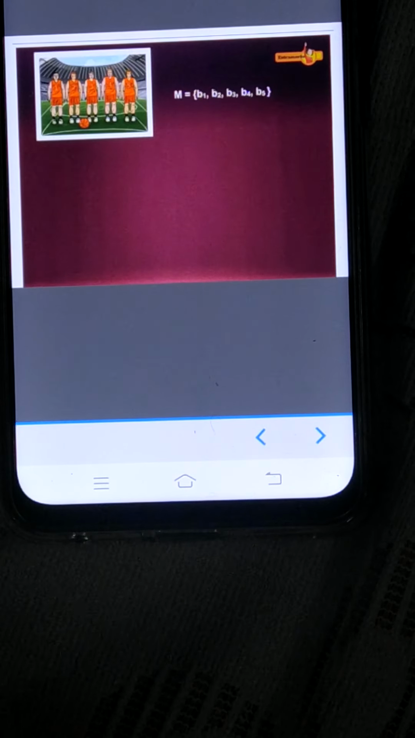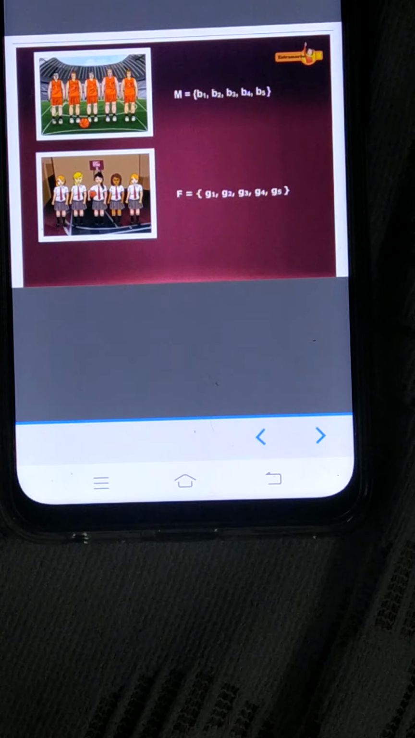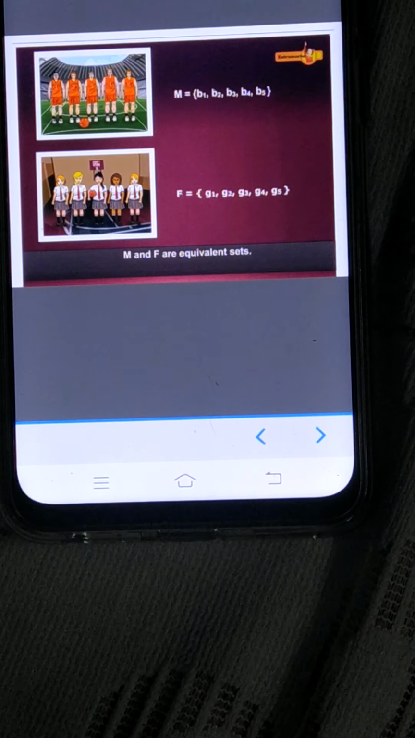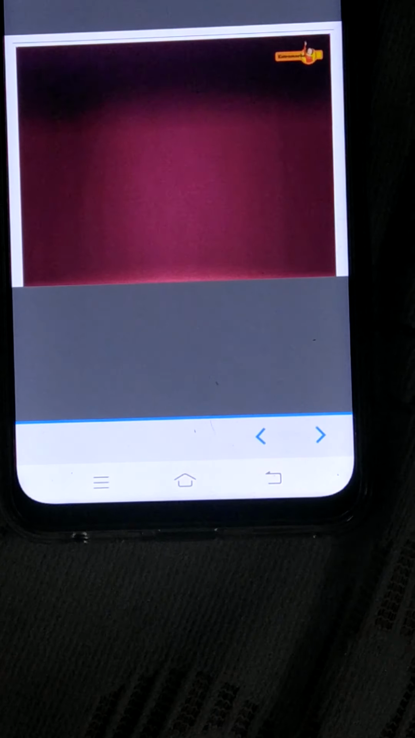Here, M is the set which includes male players and F is the set of female players. Here, both the sets have the same number of members. So, these sets are called equivalent sets. Thus, two sets are equivalent if they have the same number of elements.